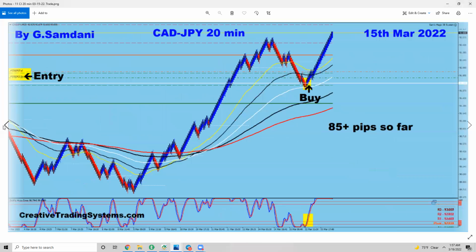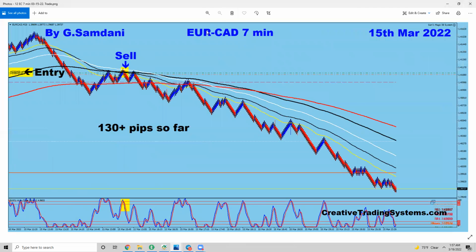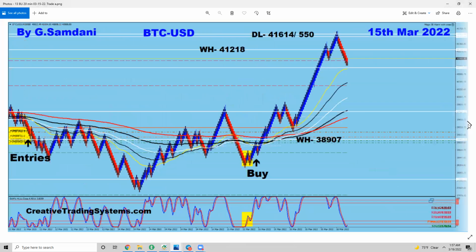So we saw first CAD Yen went up, as I said. Similarly, at the same time, Euro CAD, because it's supposed to go down with CAD getting strong, went down for 130 pip. And then you see this is the Bitcoin, and a couple of entries here, and it went up nice and clean.